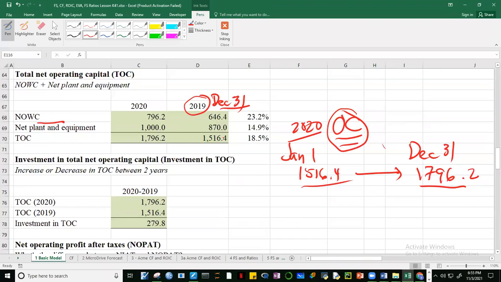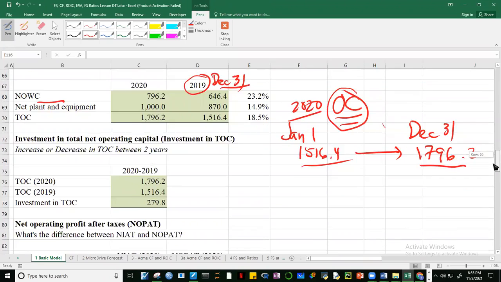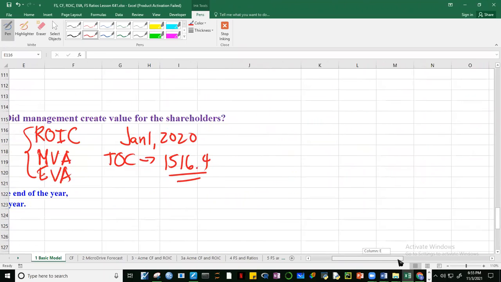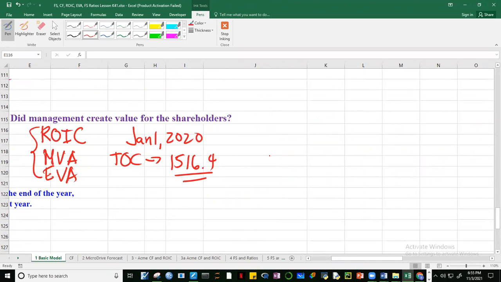This one, 16.4. And we're using the beginning of the year. Take note, guys, I'm not using the end of the year. So the story is, January 1, investors provided to management a total operating capital of 16.4. In our context, that's 1,516 million. What did management do with that?